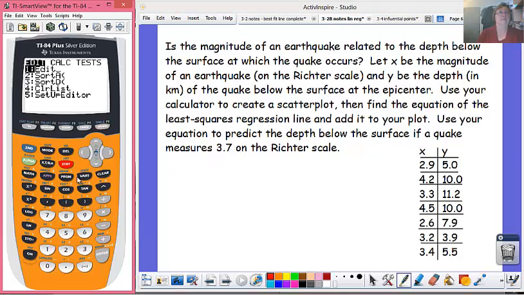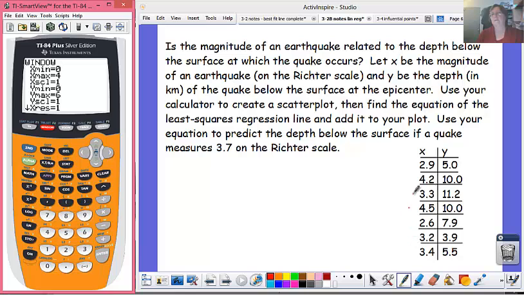Alright, let's get the data in the list to start with. I'm going to go ahead and type mine in, and I will catch back up with you in just a minute. Okay, I have my data in the list. I'm going to go ahead and create my scatter plot. So I want to clear out what's in my y equals because I don't want that to mess with my equation. Set up a viewing window.